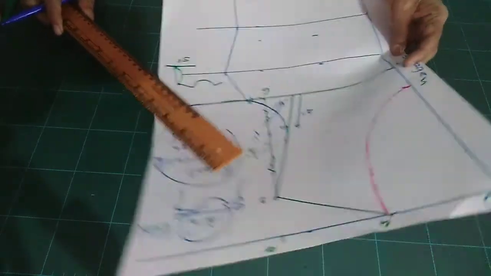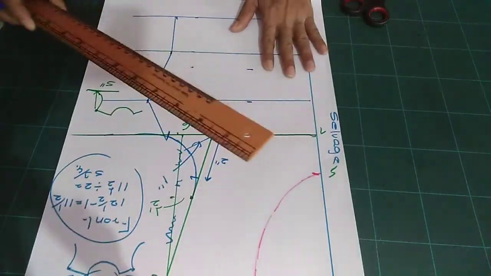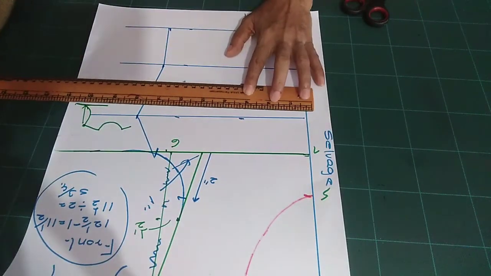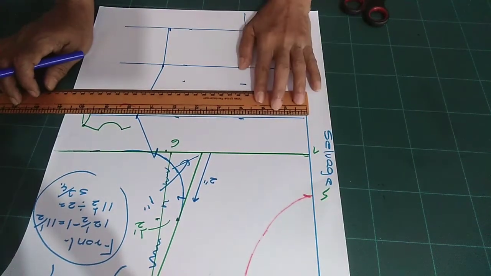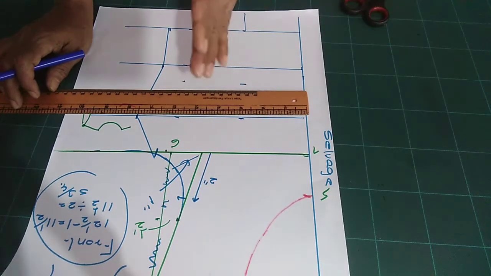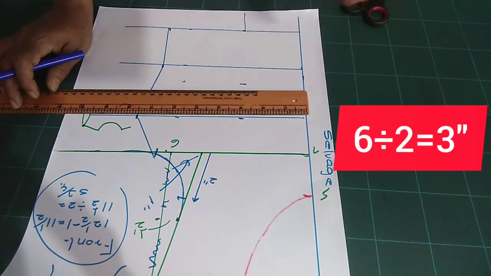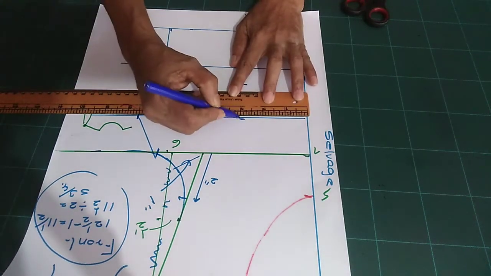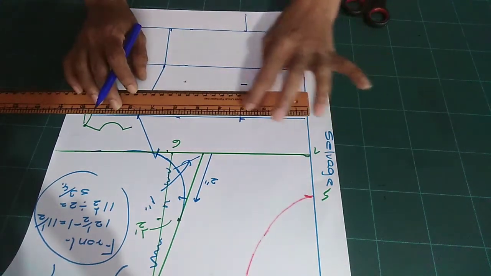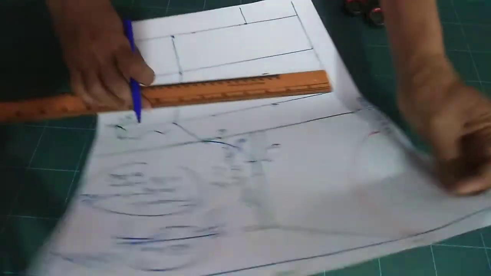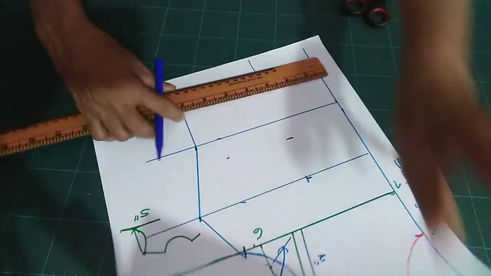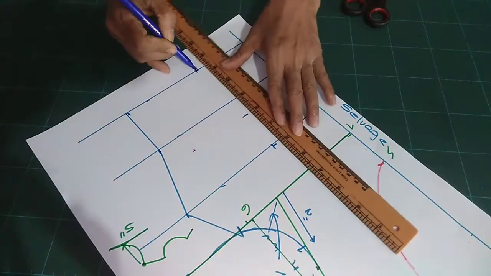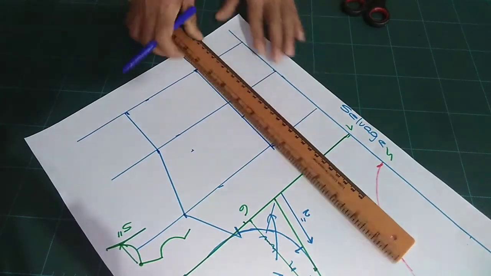now I'm going to draw my darts. Dart width: bust point to bust point, nipple to nipple, is equal to 6 inches divided by 2 is equal to 3 inches. I measure 3 inches on my bust line and waistline. Okay, you connect these 2 points.